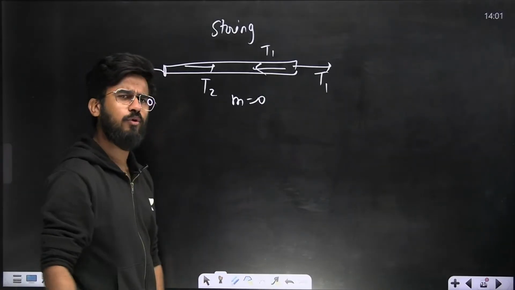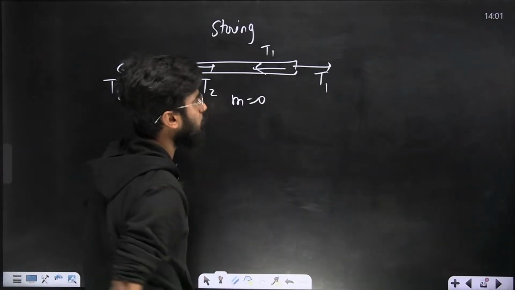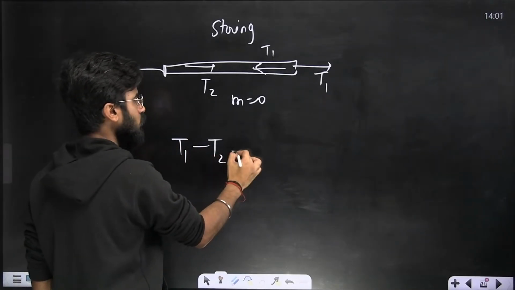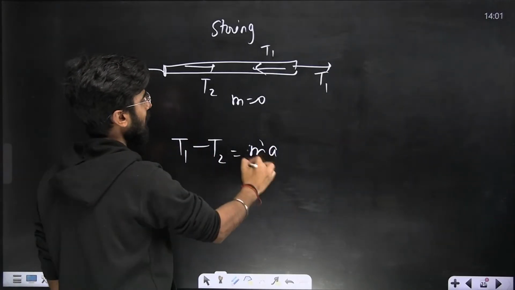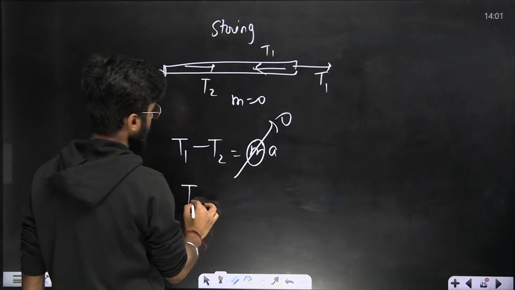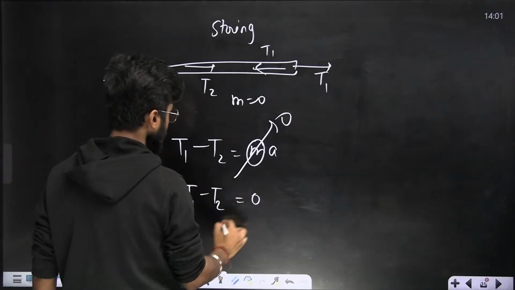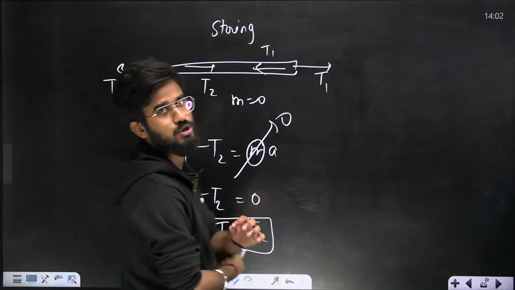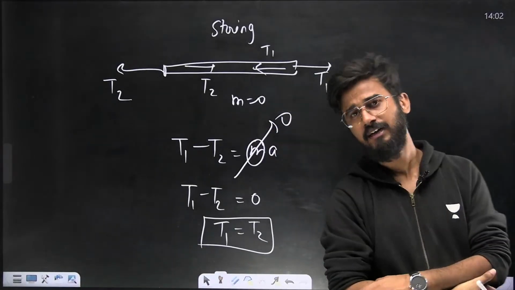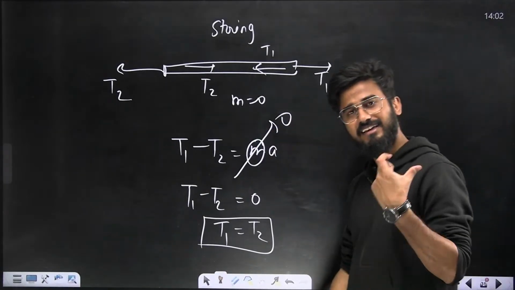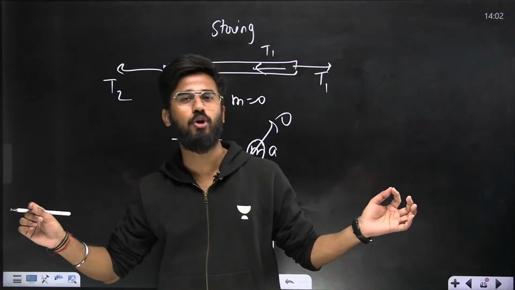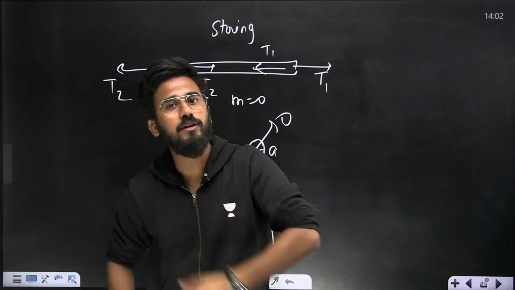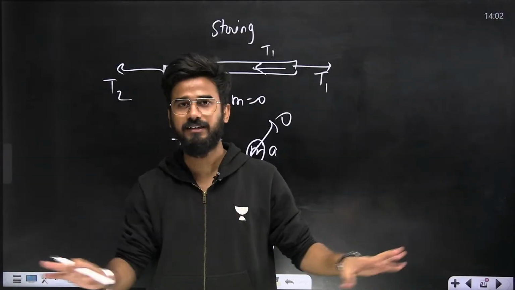So we can simply write the force equation. What is the force equation? The total force is T1 minus T2, that is equal to mass into acceleration. What is mass? Mass is 0. It means T1 minus T2 equals 0, so T1 is equal to T2. This is the relation between the tensions of the string. So the tension in a string will be the same for all the points.